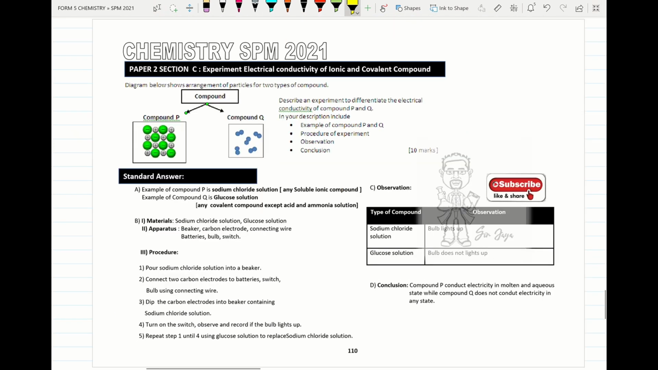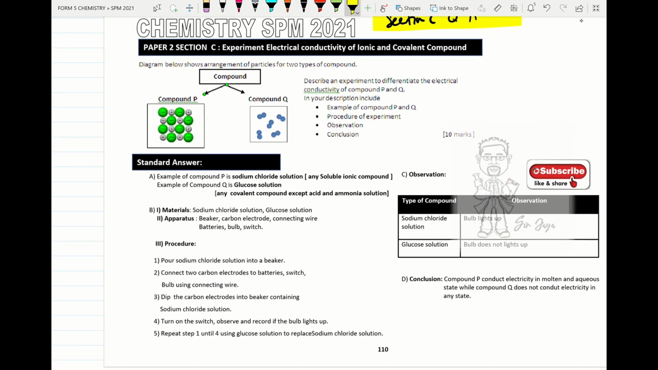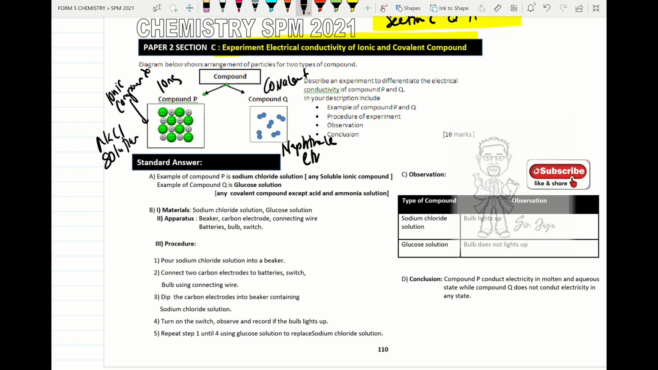Let's look at the experiment question. This one can come out in Section C, question number 11: the electrical conductivity of ionic and covalent compounds. Experiment to determine the electrical conductivity of ionic and covalent compounds. Please remember this is known as an ionic compound. The particles that exist here are ions. This is a molecule, therefore this is a covalent compound. An example of an ionic compound, please remember, is sodium chloride solution. Examples of covalent compounds, we can take glucose solution, naphthalene or ethanol solution.